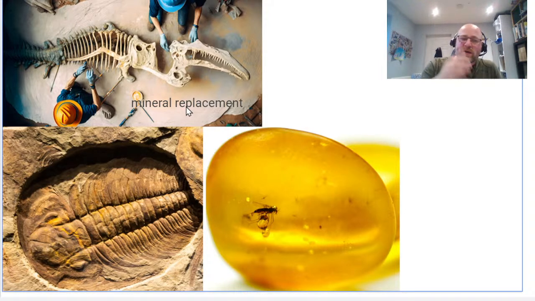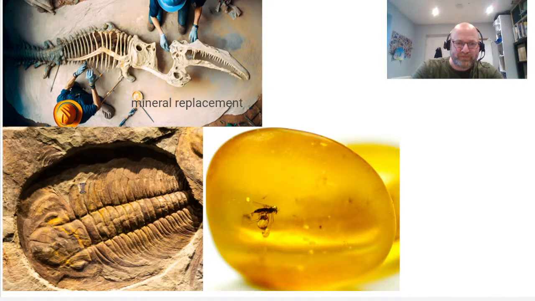So that's really good. The downside to that is we don't know the skin color, we don't know if it had feathers, we don't know the eye color. None of the soft parts are left. They've all been decayed by microorganisms. This is in combined and triple.